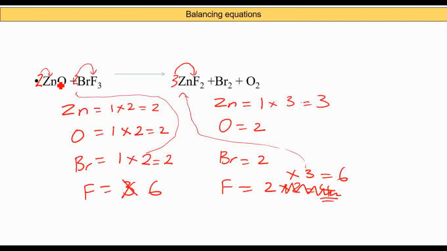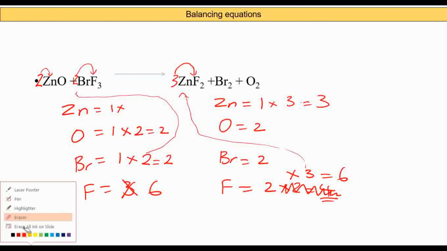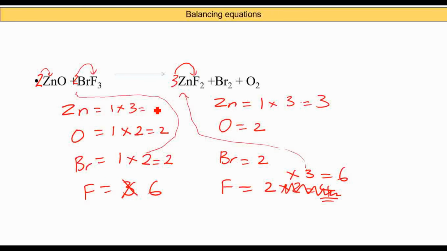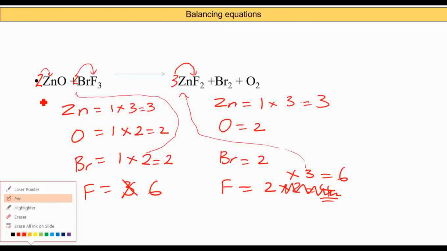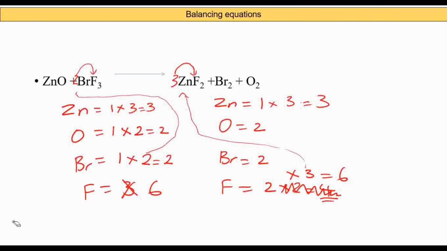Which means I'm going to have to go back on this side and change this part here to be 3. Remember, as I said, it is trial and error. So that's now going to become 3 zinc, so I need to change that to 3. Remember, don't get frustrated. Ideally, you want to be doing this with a pencil and an eraser.